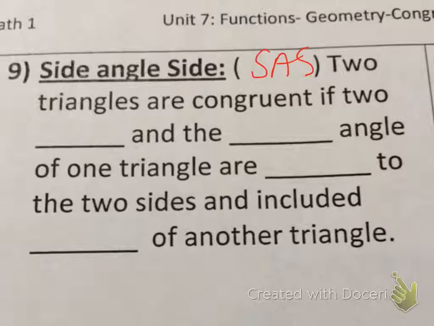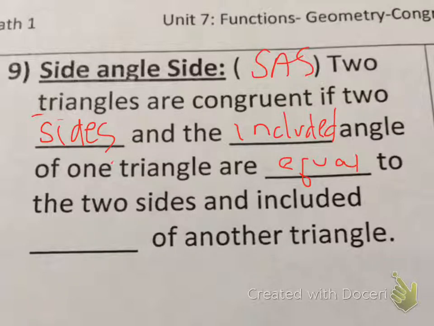Two triangles are congruent if two angles... and I'm totally blowing this right here. It's called side, angle, side because two triangles are congruent if two sides and the included angle of one triangle are equal to two sides and the included angle of another triangle.